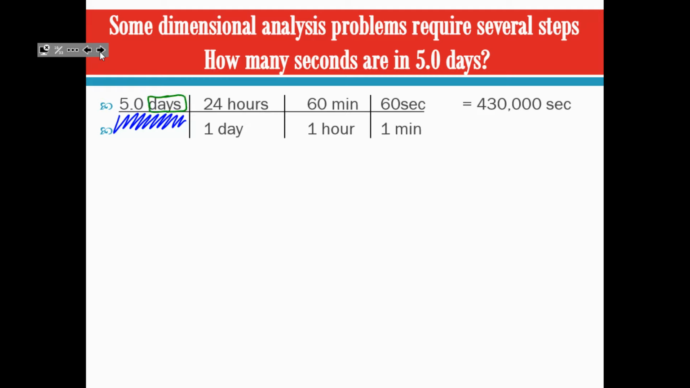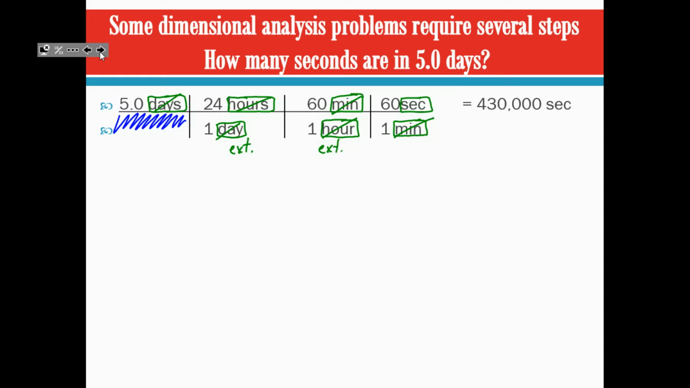Days is on top to begin with, so days needs to cancel. The equality is 1 day equals 24 hours. So I have a new unit, hours, but I'm not finished, so I've got to move on. Hours needs to cancel to go into minutes. So my equality is 1 hour equals 60 minutes. Still not done. I've got one more conversion factor. The equality is 1 minute equals 60 seconds, which allows us to cancel minutes.